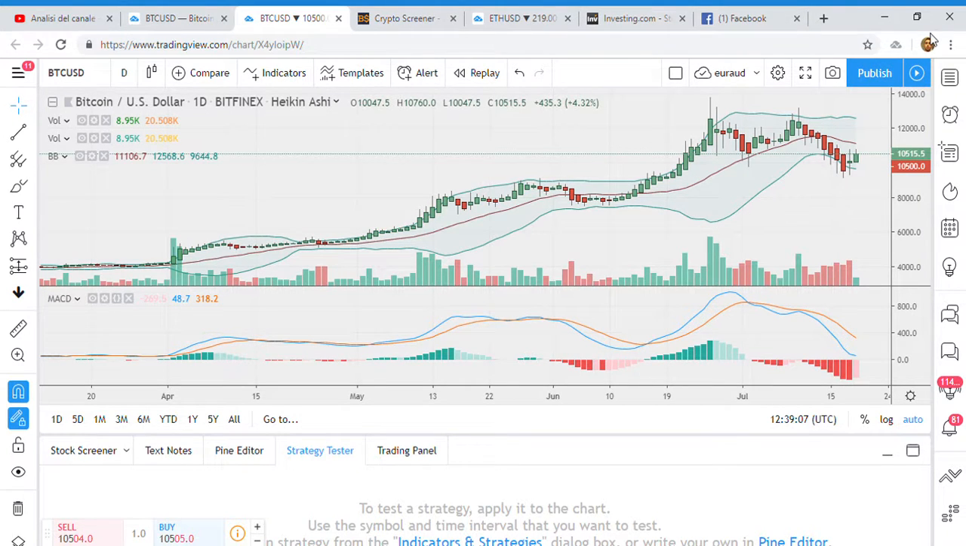Today we'll be analyzing Bitcoin and Ethereum against the US dollar. We'll be focused mostly on the short-term strategy, a short-term forecast for the first two most capitalized cryptocurrencies in the world. So let's start with Bitcoin. Here we have a daily chart.